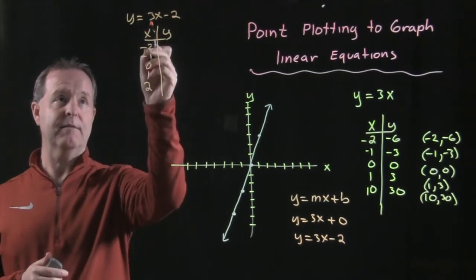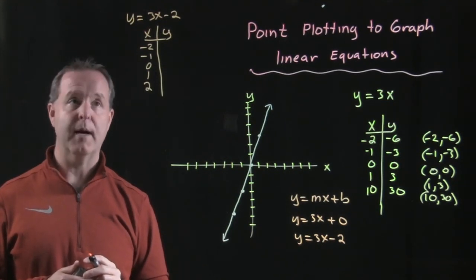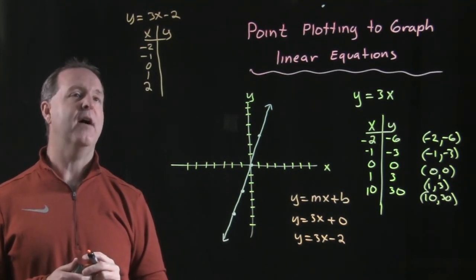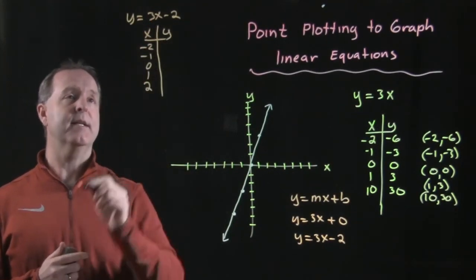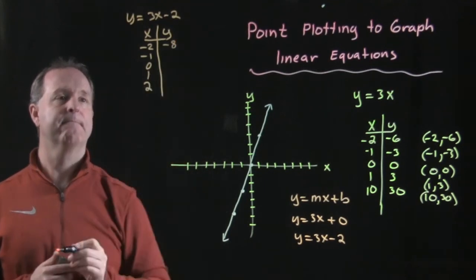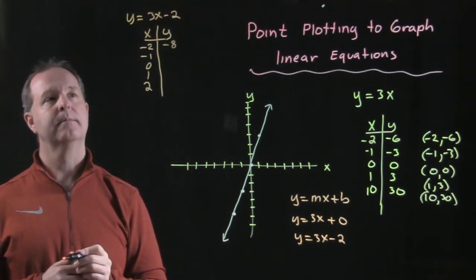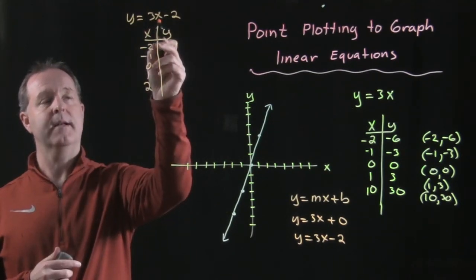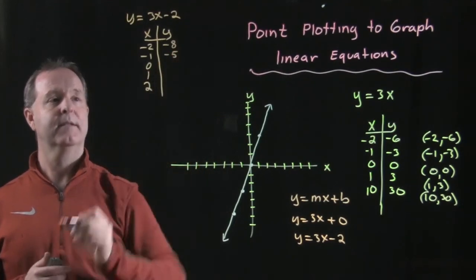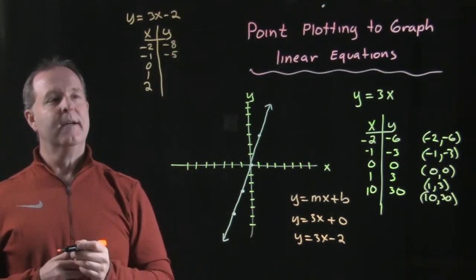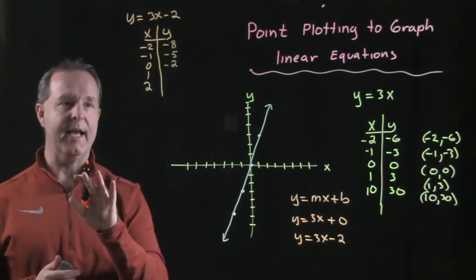So if I input a -2 into that equation for x, and we evaluate it, what's my y value? My y value will be 3 times -2 is -6. -6 minus 2 is a -8. If I put a -1 in there, 3 times the -1 is -3. -3 minus 2 is a -5. 0 makes it a -2. And I'll let you work ahead of me right now.